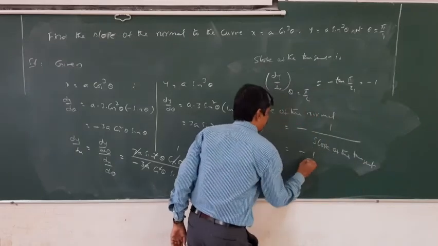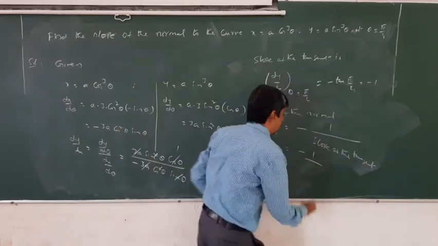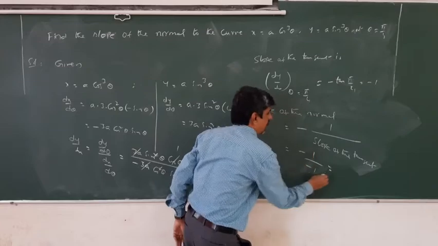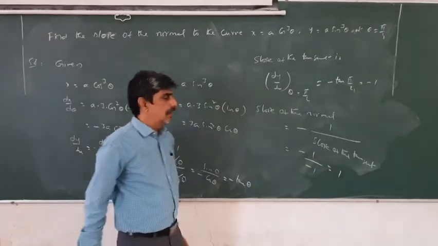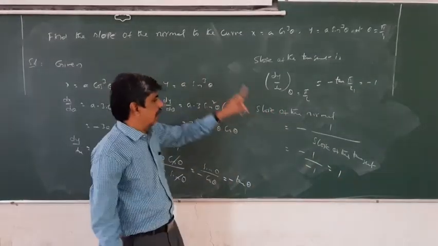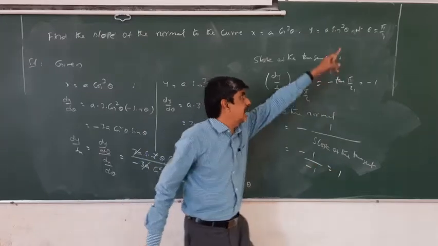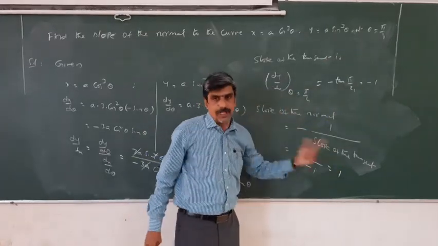So this is minus 1, the slope of the tangent is minus 1. So minus 1 by minus 1, that value is equal to 1. Therefore, the slope of the normal to the curve at theta equal to pi by 4 is 1.